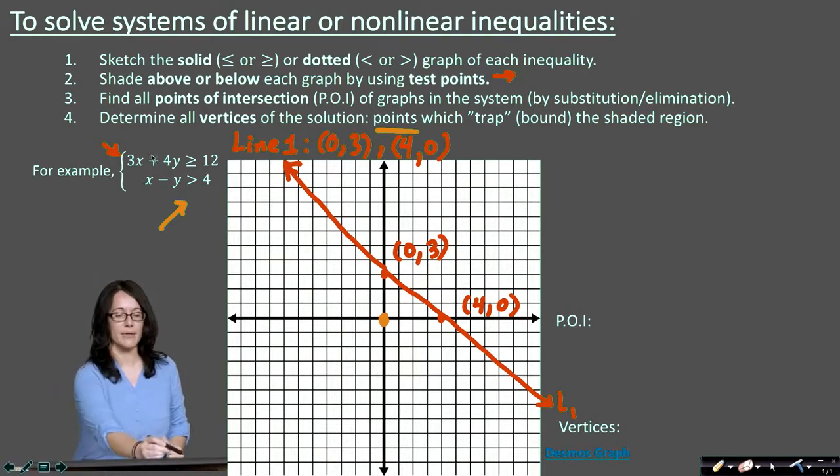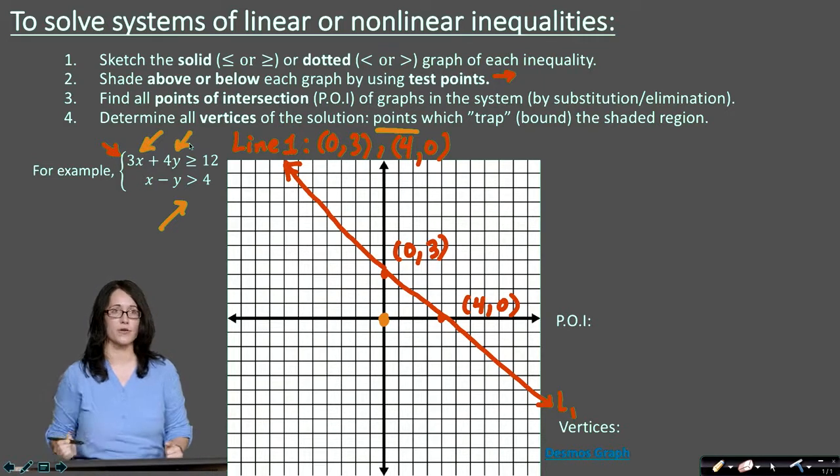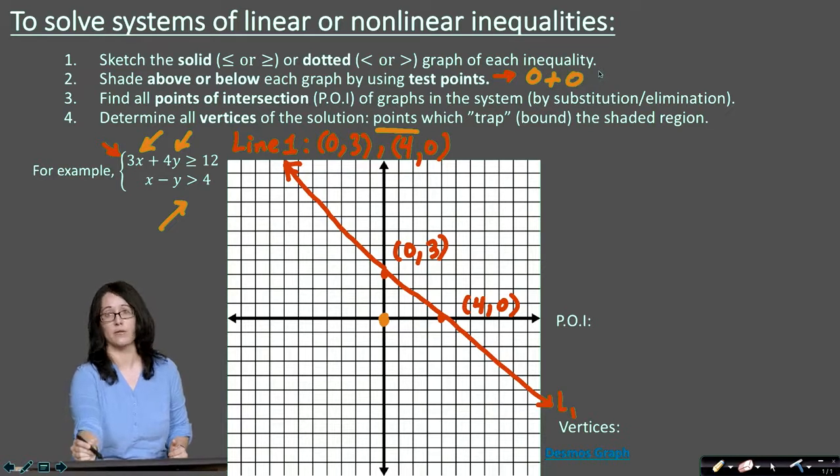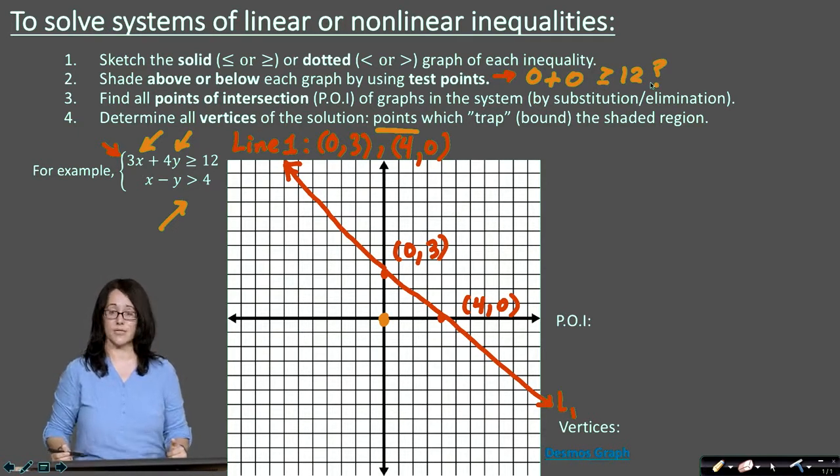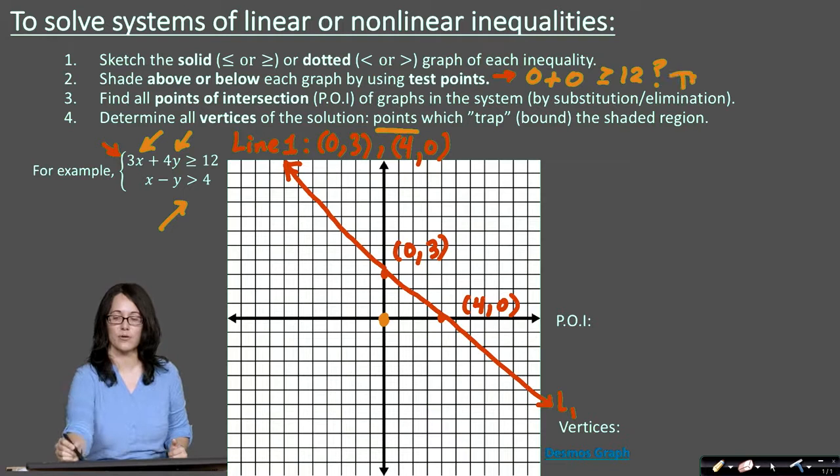So that means that if I plug in 0 for x and 0 for y in the first inequality, we have to ask ourselves, is it true or false? That will tell me whether or not I should be shading there. So 3 times 0 is 0. 4 times 0 is 0. So now I have 0 plus 0, which is 0, is greater than or equal to 12. And the question is, is this true or is this false? Is 0 greater than or equal to 12? False. So should I include the point? No. So since it's false, we do not include your test point.